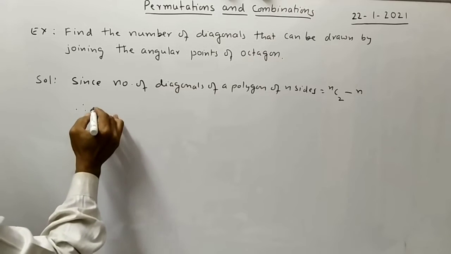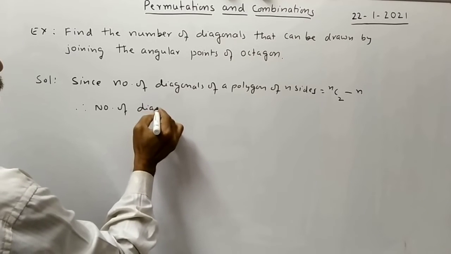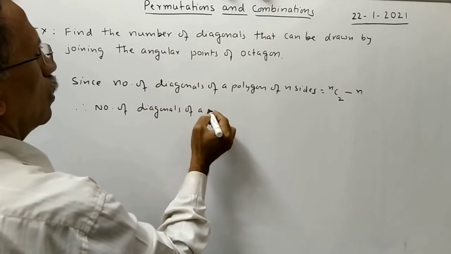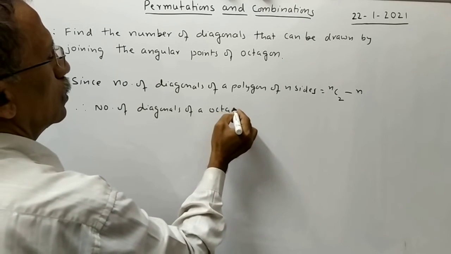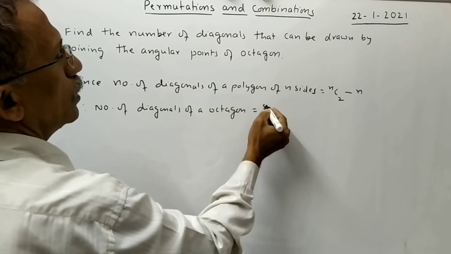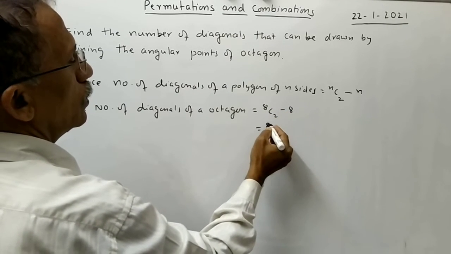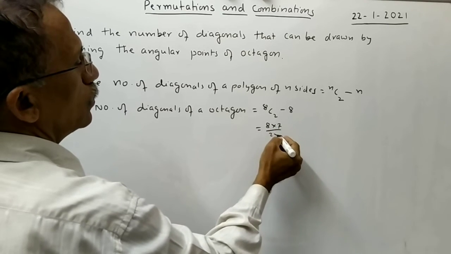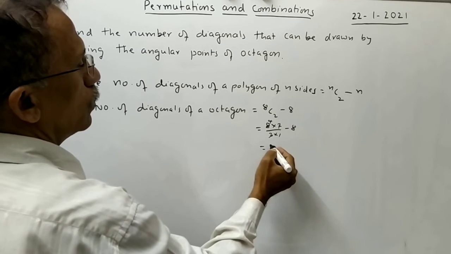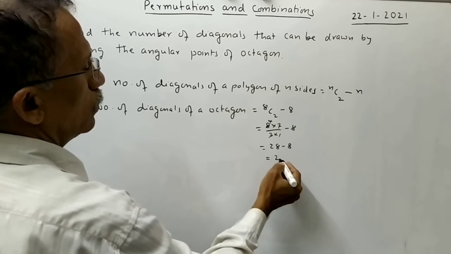Therefore, the number of diagonals of an octagon is equal to 8C2 minus 8, is equal to 8 into 7 divided by 2 into 1, minus 8, is equal to 28 minus 8, is equal to 20.